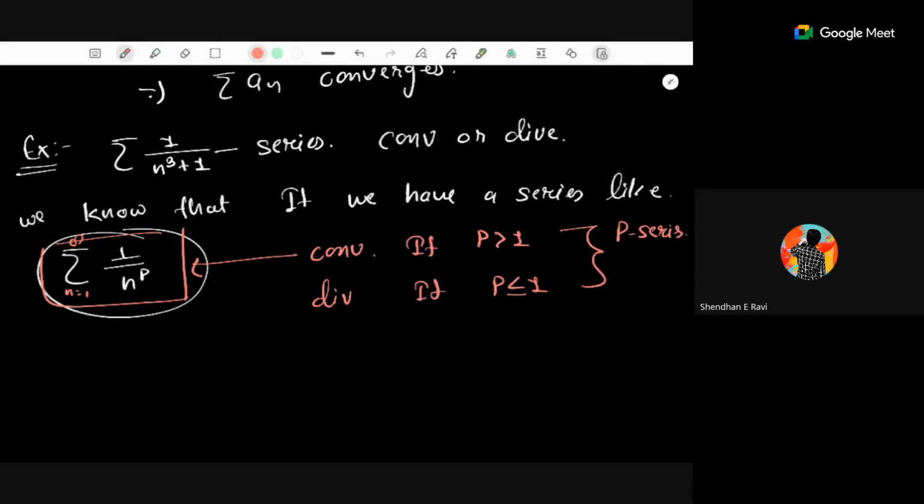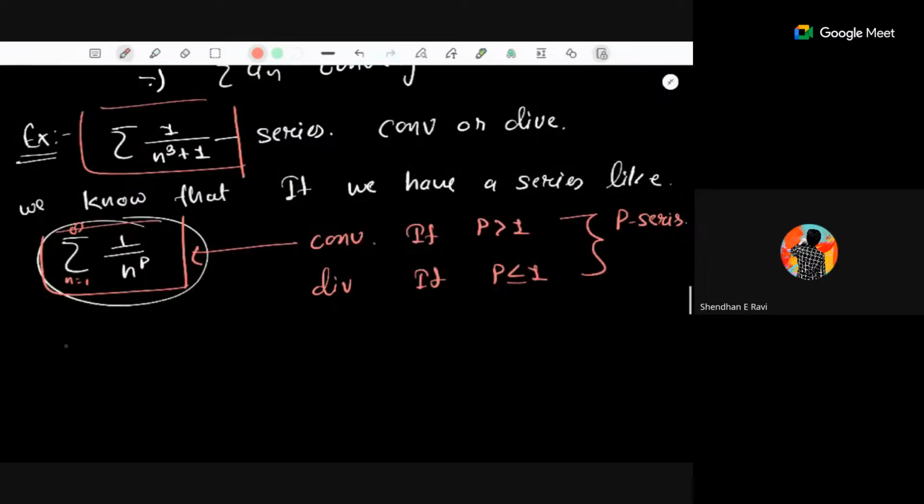Okay, so we'll use this result to find out the convergence or divergence of this particular series, summation 1 by n cube plus 1. Here we use the basic logic that since n belongs to natural numbers, the value of n cube will always be less than n cube plus 1, which is kind of obvious.